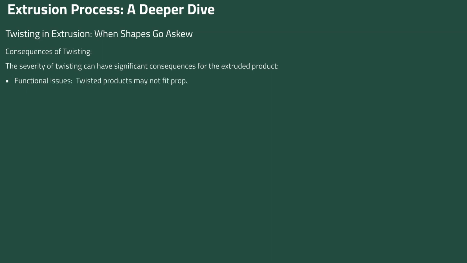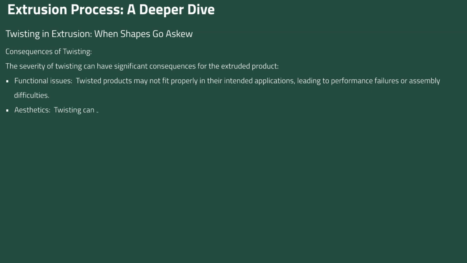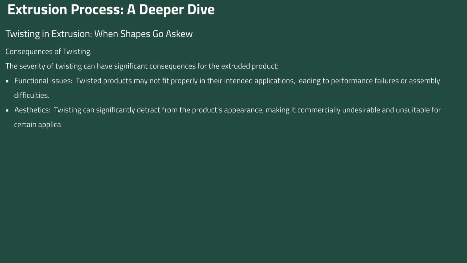Consequences of twisting. The severity of twisting can have significant consequences for the extruded product. Functional issues: twisted products may not fit properly in their intended applications, leading to performance failures or assembly difficulties. Aesthetics: twisting can significantly detract from the product's appearance, making it commercially undesirable and unsuitable for certain applications.